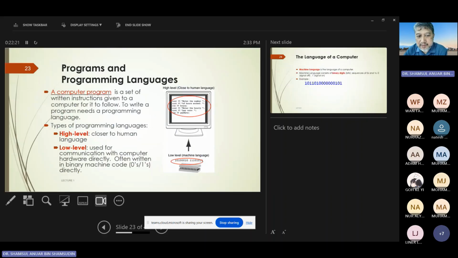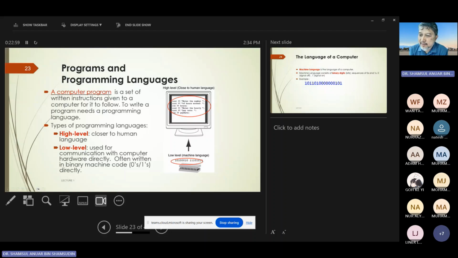Programs and programming languages. A computer program is a set of written instructions. That is part of application software, given to a computer for it to follow. To write a program needs a programming language. And we have a lot of programming languages. It is a buffer or an intermediary between human language and machine language.